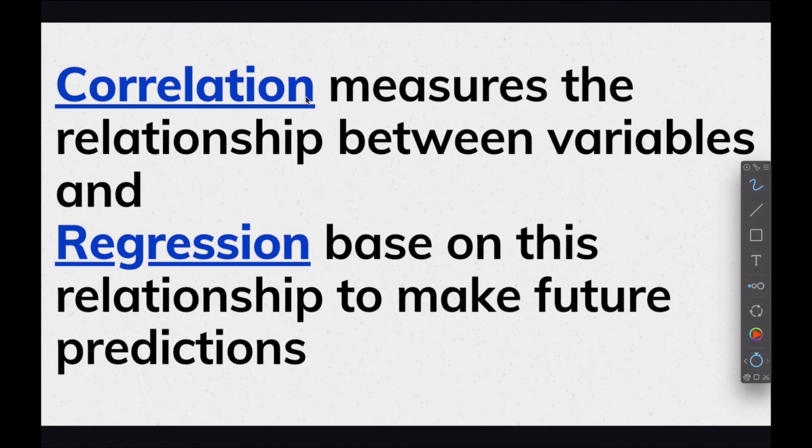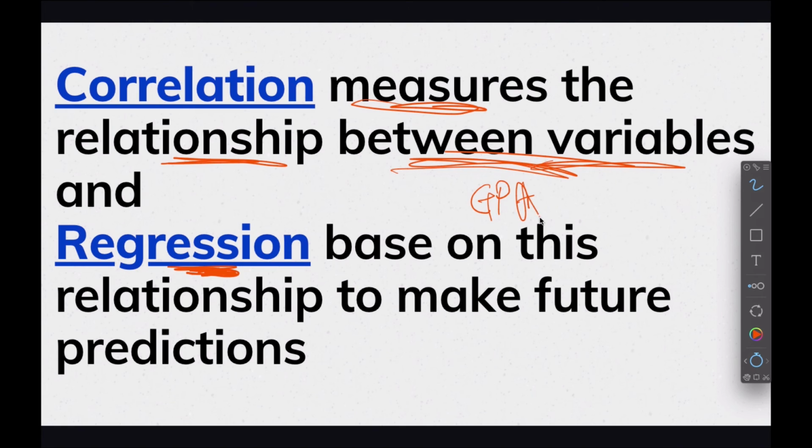So far we have seen correlation, and we say that correlation measures the relationship between two variables. Now, regression comes in after you have found the relationship. So if you take, say, the GPA of students and also the time that they study, and you find the relationship between these two variables, then later on, you might want to predict a new student's GPA based on the time that they study.